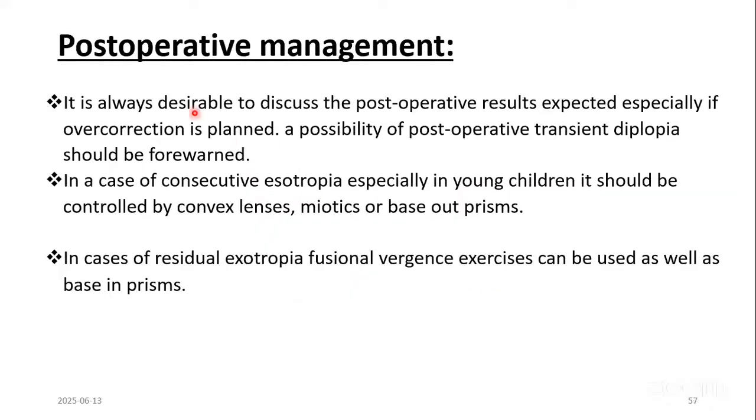Post-operative management: it is always desirable to discuss the expected post-operative result, especially if overcorrection is planned. Usually in a patient older than 5 or 6 years with good vision in both eyes, in a patient with exotropia, we usually aim for a small overcorrection. We prefer to leave those patients at around 5 to 10 prism diopters of esotropia. Why?